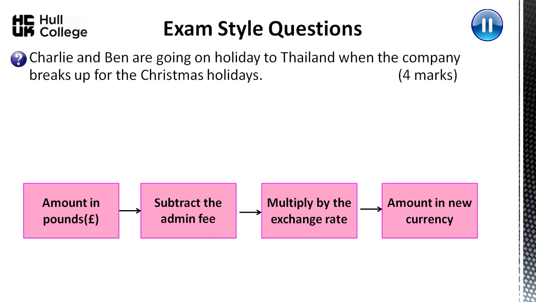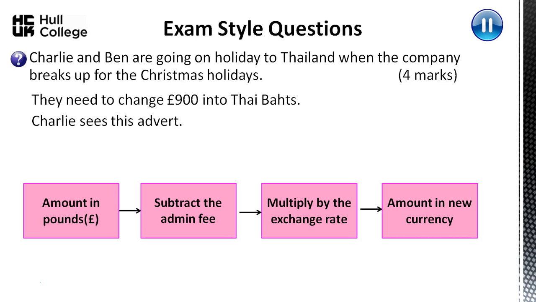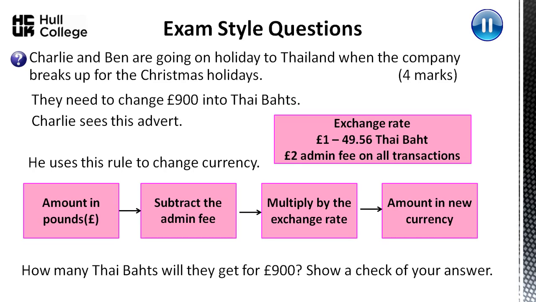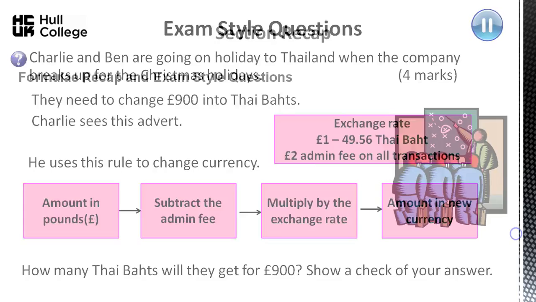Question 6. Charlie and Ben are going on holiday to Thailand when the company breaks up for the Christmas holidays. They need to change £900 into Thai bahts. Charlie sees this advert. Exchange rate. £1 is same as 49.56 Thai baht. £2 admin fee on all transactions. He uses this rule to change currency. How many Thai bahts will they get for £900? Show a check of your answer. This question is worth 4 marks. Pause the video while you answer the question.